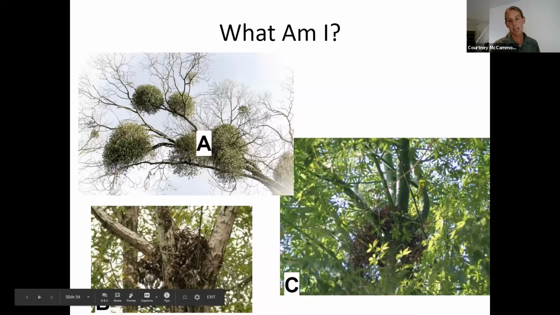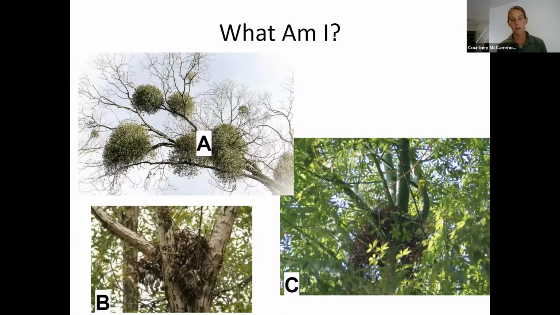It's actually a Cooper's hawk nest. Cooper's hawks are some of the more difficult nests to find. Just in general, they are in trees that are really well leafed out, and they're generally just difficult to find. So C is a raptor nest.